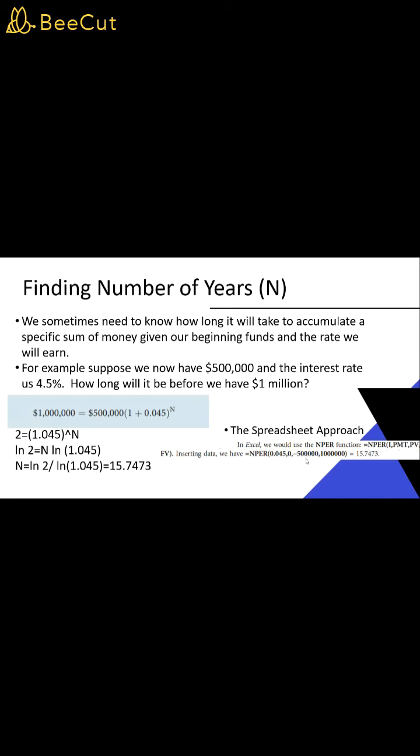And so the present value is always given as a negative in Excel. So you say negative 500,000, and then you say the future value, which is 1 million, and close the brackets, and that will give you 15.7473, which is exactly the same as you got by calculating it by hand.